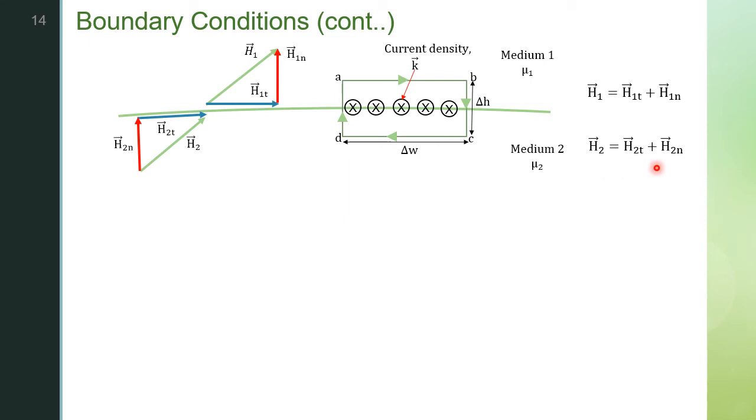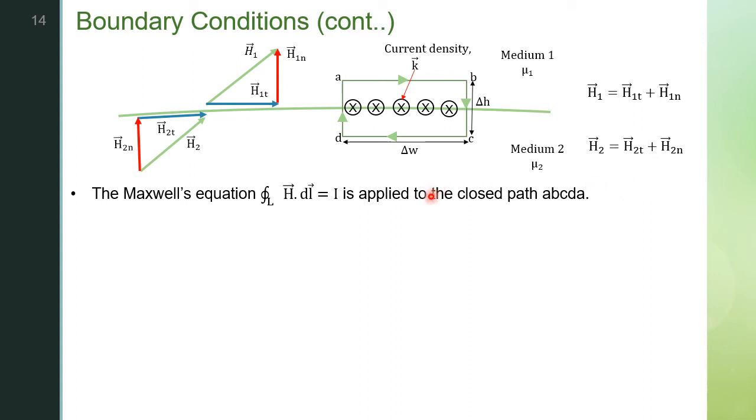Now to apply the Ampere circuit law, that is the closed integral of H dot dl equal to I, we need to consider a closed path. So we have a closed path A, B, C, D, A, which encloses the current at the boundary, and this current is in the inward direction. So when you apply the right hand thumb rule, with the thumb pointing in the inward direction, the fingers will curl around in the clockwise direction. So that is the magnetic field setup due to the current density K at the boundary.